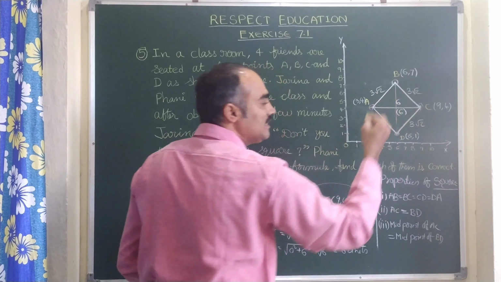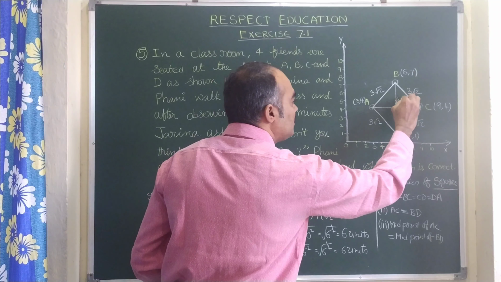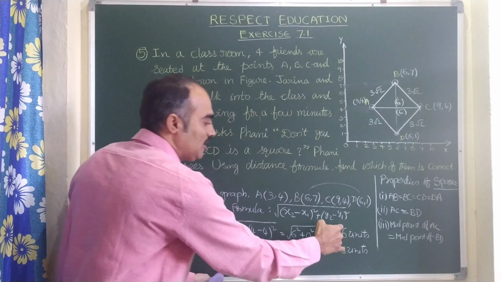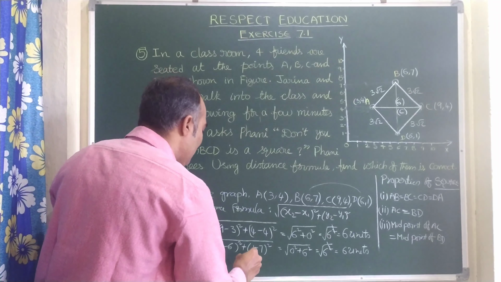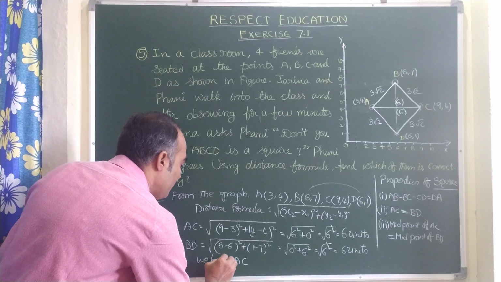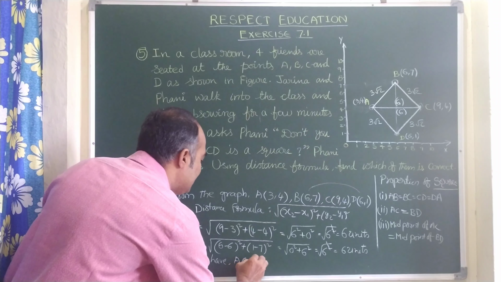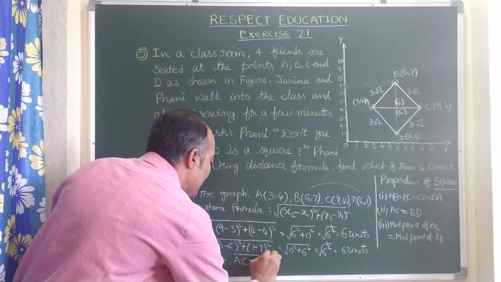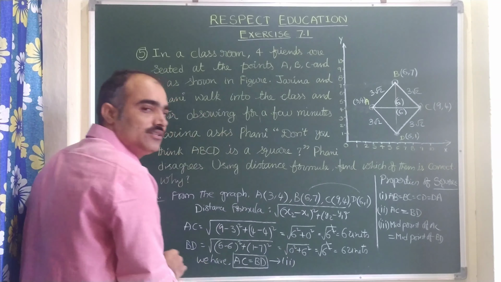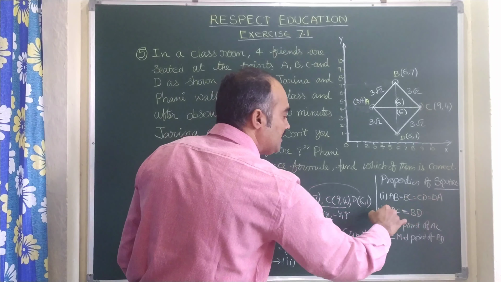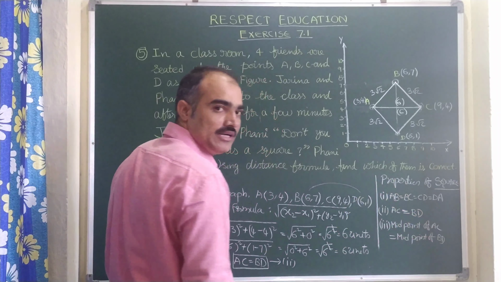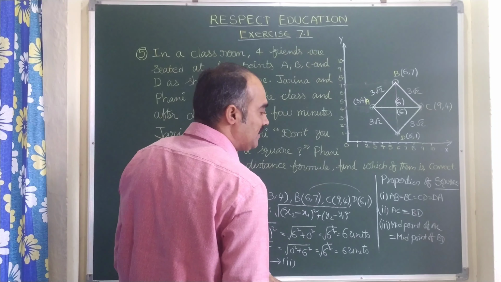Earlier we found AC 6 units. Now we got BD also 6 units. So from these two we can say AC is equal to BD because both the values are equal. So here we can conclude that AC is equal to BD. Let us take this as the second property. So you see the first property and second property are both proved. Now let us go for the third property, which is the midpoint of AC and the midpoint of BD.